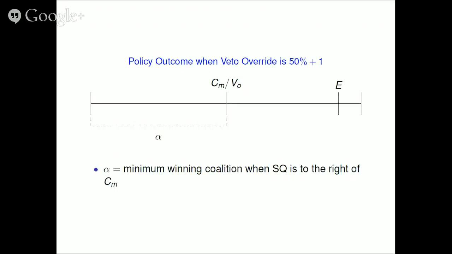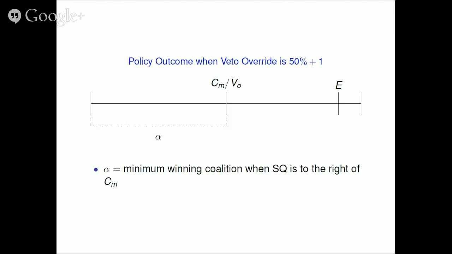Okay, so let's first look at a situation when, to override a potential veto, the only thing that's needed is a majority of legislators, 50% plus one. I've got my one-dimensional policy space here. The executive lies far to the right. The executive prefers a more conservative policy. The chamber median prefers something in the middle. That's C sub M. Notice at the same time that C sub M and V sub O, that is the veto override pivot, are the same person.